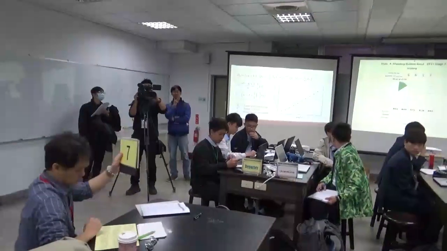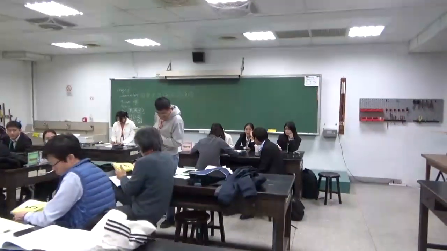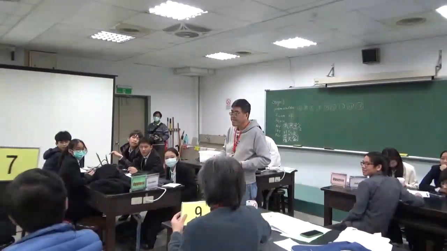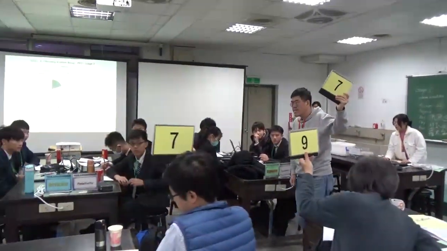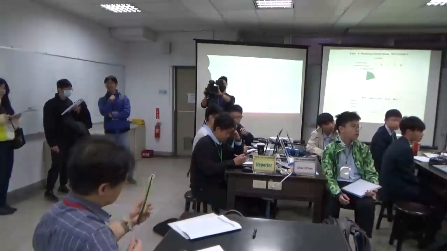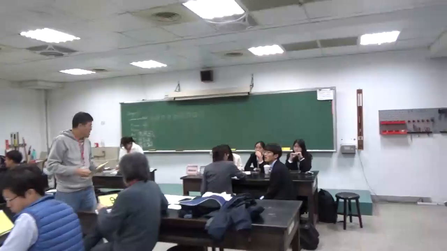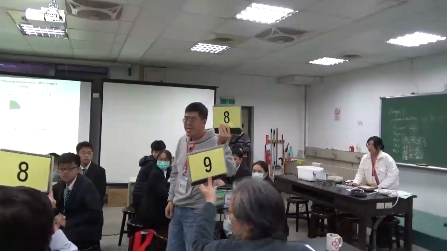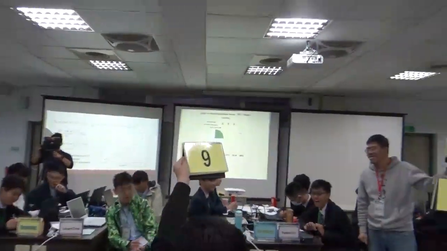7, 7. The score for the opponent: 7, 9, 7, 7, 8. The score for the reviewer: 8, 9, 8, 9, 8.